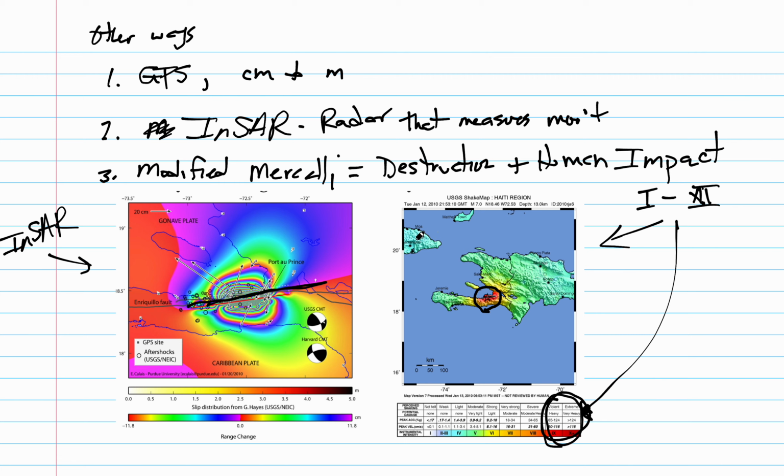Now what's interesting to see is that Jamaica, these other islands, the rest of Hispaniola felt in the blues and the greens. And blues and greens mean they felt the earthquake, but there wasn't much destruction.